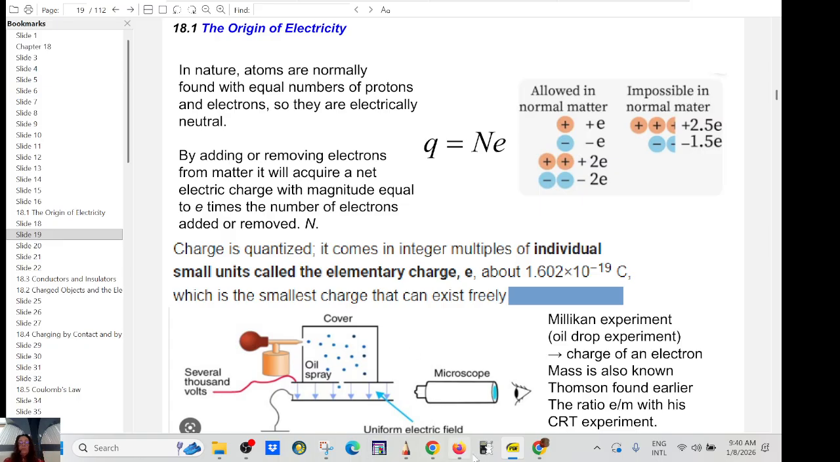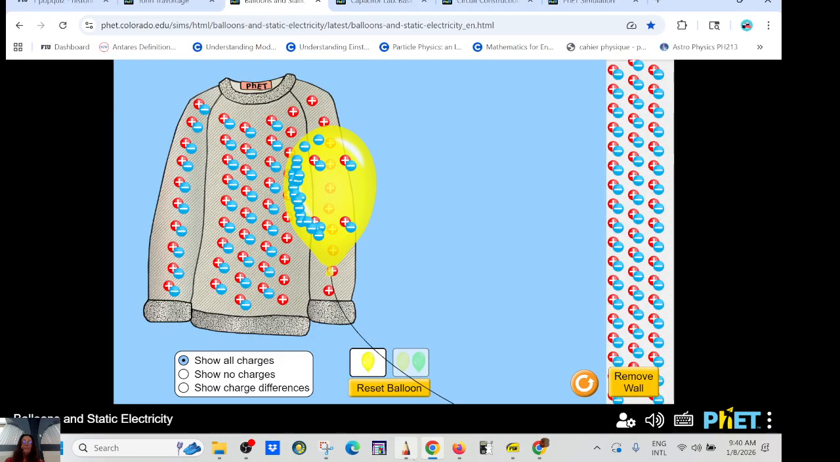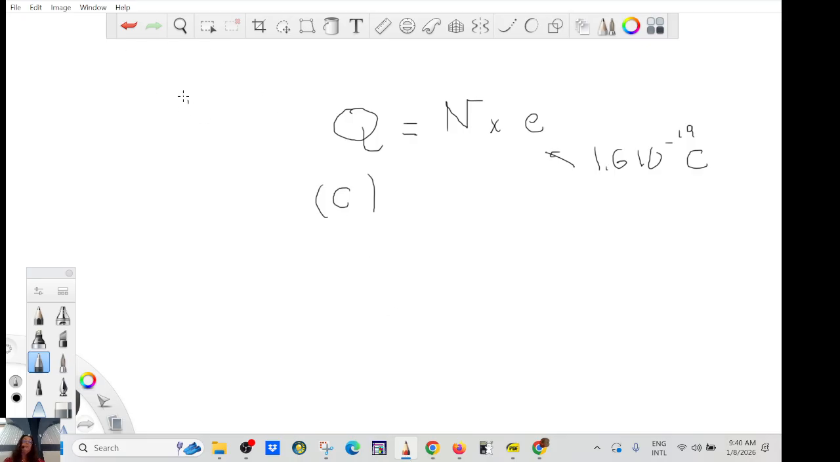If you have, remember we talked about the Van de Graaff generator, that's Van Gogh. He lost his ear. He cut his ear off. Has nothing to do with physics. So let's go back to our business.